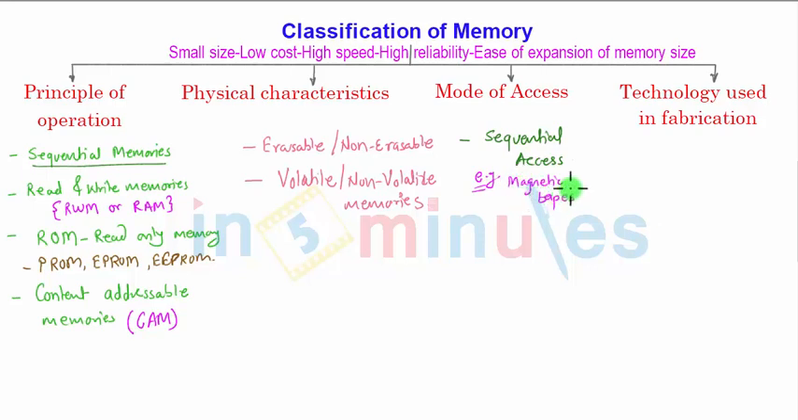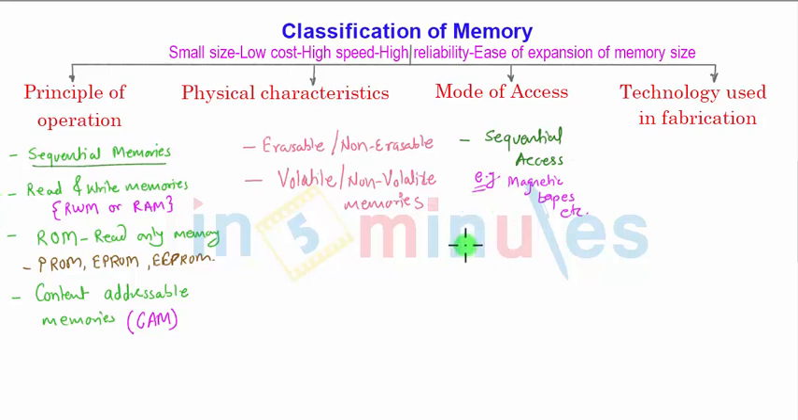or digital video recorders, DVD players, which use sequential access. This kind of memory is called sequential access memory, because the data is stored in sequential order in the magnetic tape. So if you want to read the data, you have to scan that tape.